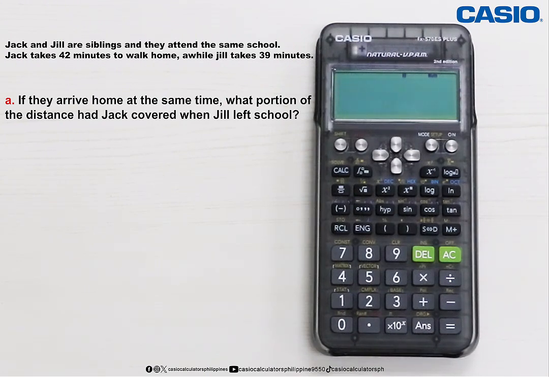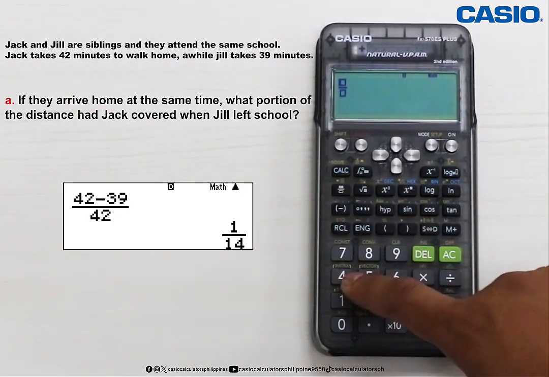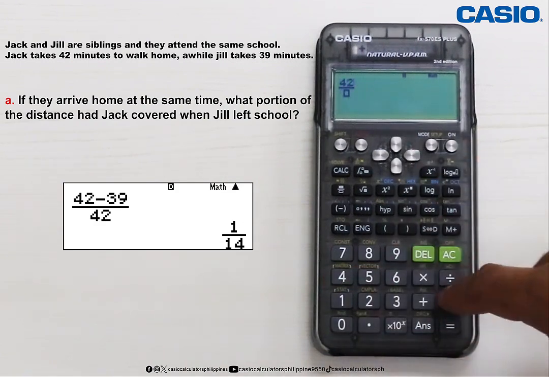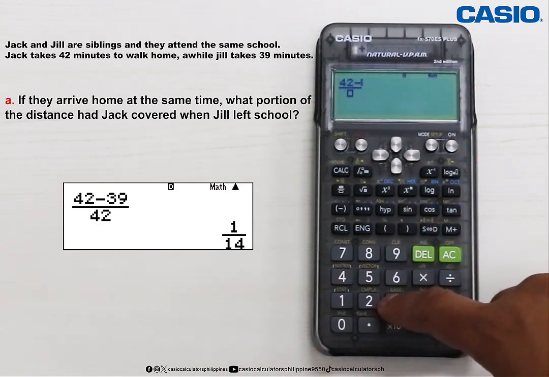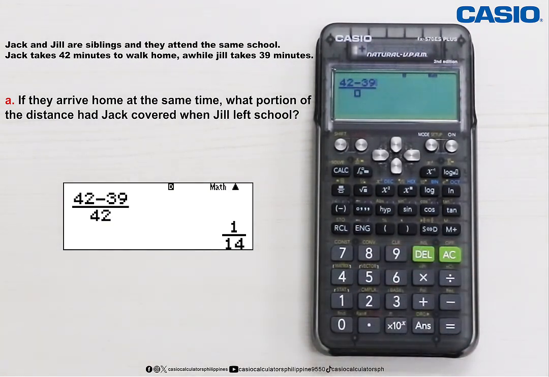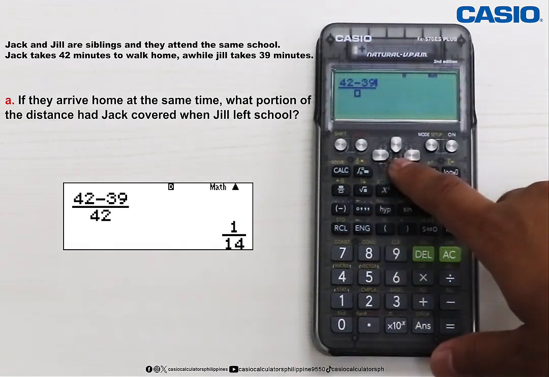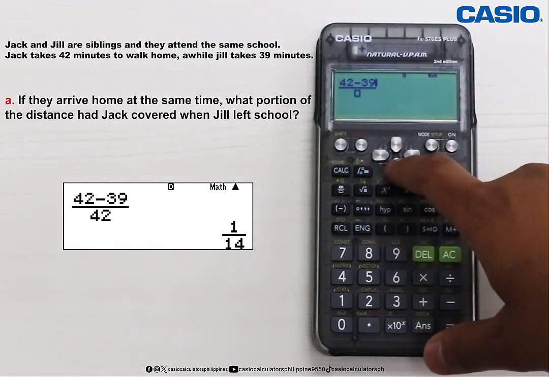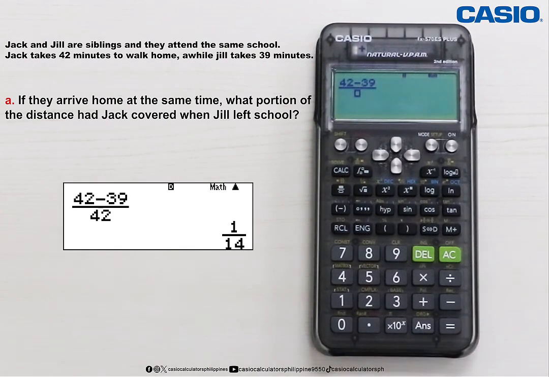So if Jack takes 42 minutes and Jill takes 39 minutes and they arrive at home at the same time, then it follows that Jack already walked before Jill starts walking. With that, we can simply subtract the number of minutes Jack takes to walk home minus the number of minutes that Jill takes to walk home, and that will be 3 minutes.